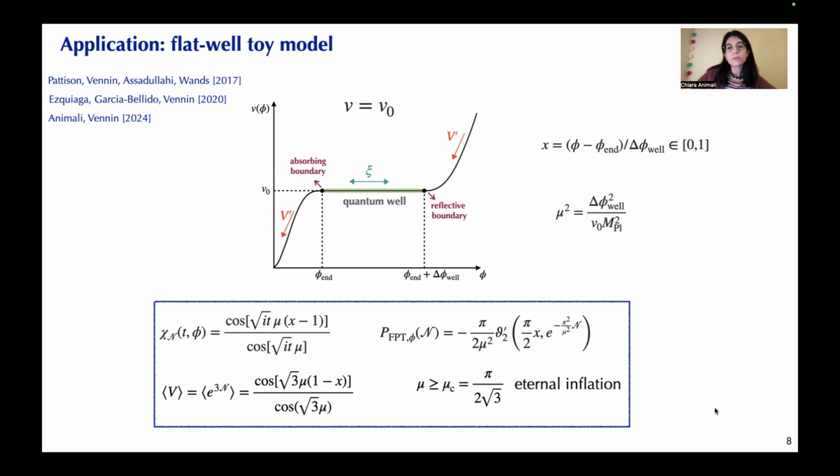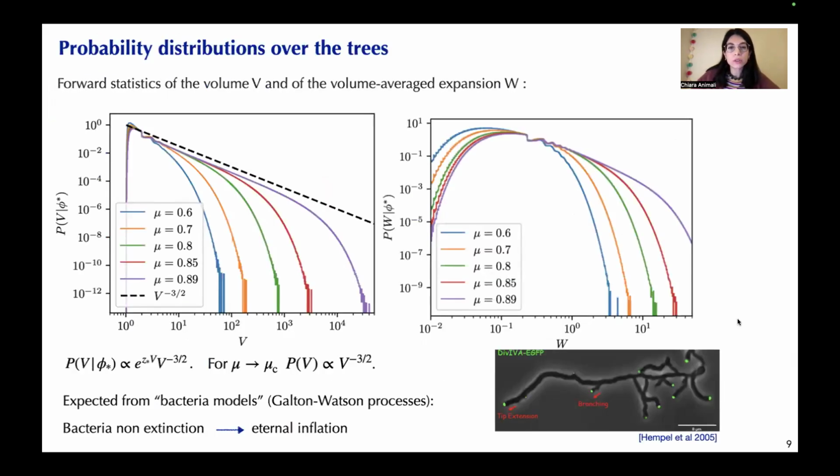So what we did is to generate a large number of stochastic trees in this model, of the order of 10 to the 10, 10 to the 11, and then we reconstruct relevant statistics over the entire tree population. Here I'm showing the distribution of the volume and of the volume average number of e-folds for different values of the mu parameter. We see that both distributions show a relatively small mean value and a power law behavior that is then followed by exponential tails that are heavier as mu increases, as we expect because we increase quantum diffusion effects.